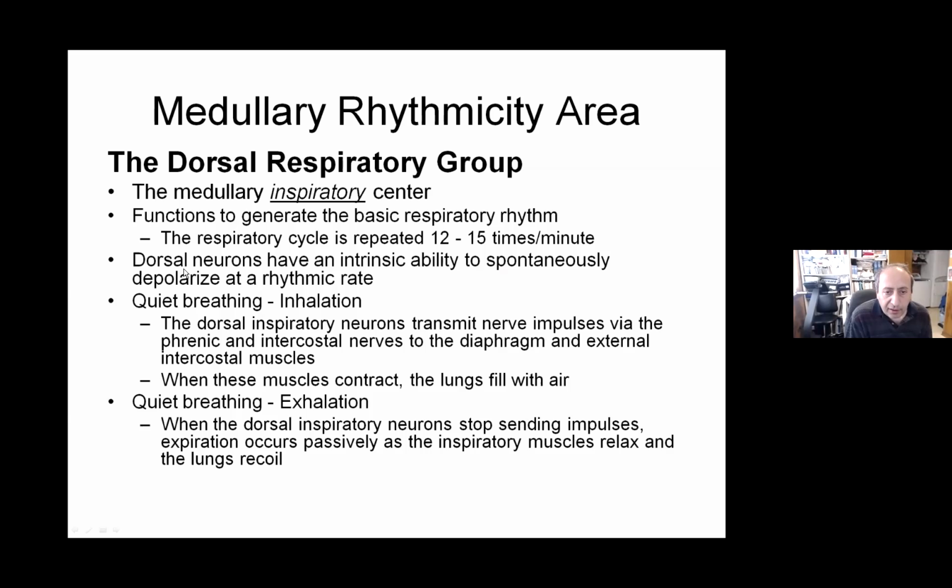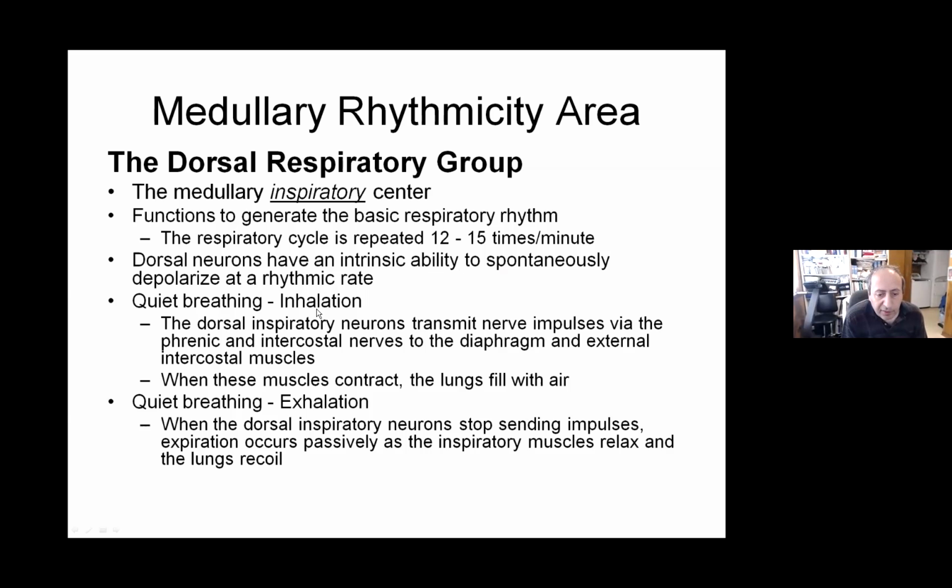The dorsal respiratory group neurons have an intrinsic ability to depolarize at a rhythmic rate. So there are some intrinsic membrane properties. And this is because they have sodium and calcium channels, an appropriate complement of channels that will allow the membrane to spontaneously depolarize, generate bursts, and then go into hyperpolarization in a pause.